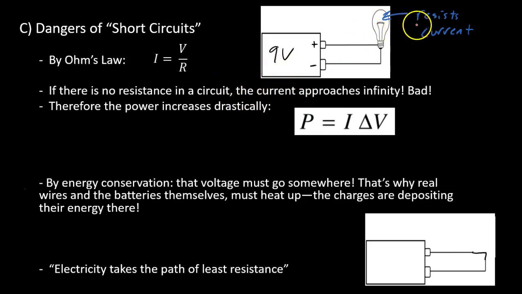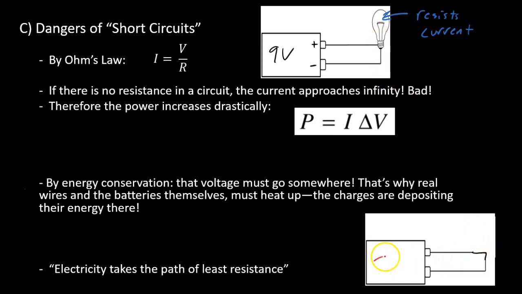So I have this light bulb labeled as something that resists current. This is our source of R. Remember, for the most part, wires don't have any resistance. Well, if we instead had this diagram right here, if there was no light bulb, I just kind of blocked out that light bulb, sorry for my poor drawing.